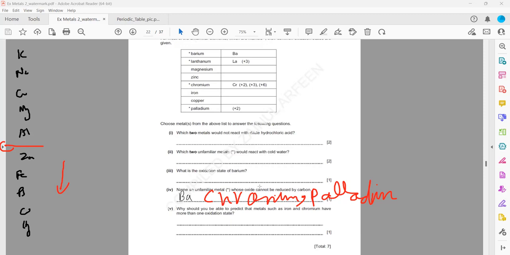So the question is, name an unfamiliar metal whose oxide cannot be reduced. So it cannot be chromium or palladium, because what is the position of carbon? Carbon is between aluminium and zinc. So here we will have carbon. All these oxides, like zinc oxide, chromium oxide, iron oxide, carbon can remove them. But the metals above carbon, it cannot remove. So for any unfamiliar metal, you can mention barium or you can mention lanthanum. But don't mention chromium or palladium. That will be wrong. Is it clear, this one?